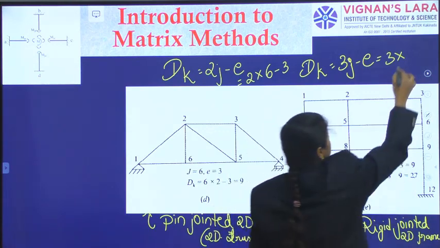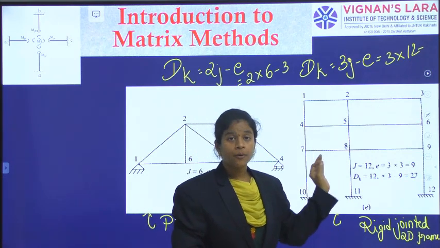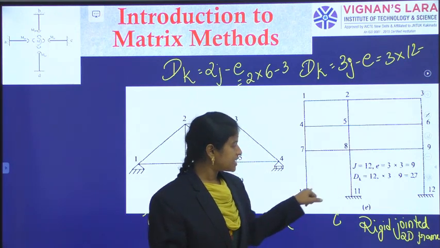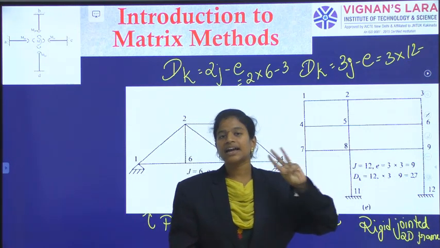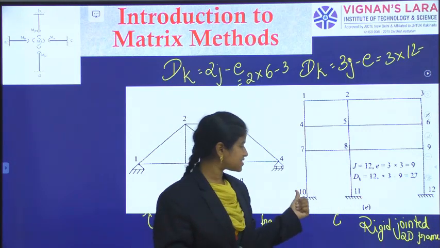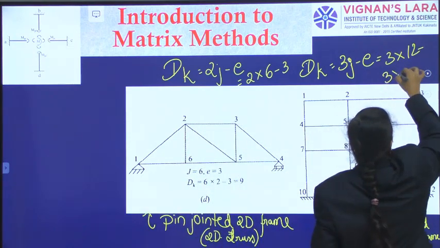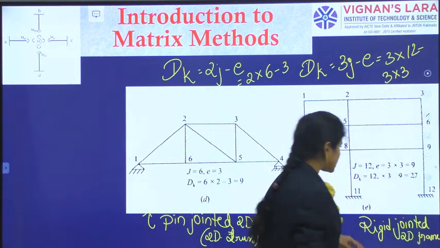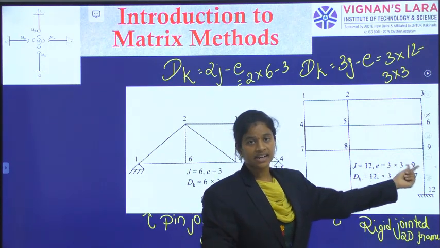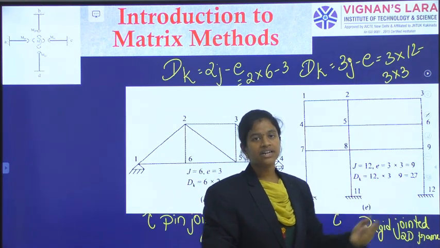So, 12 joints were there, 3 times 12 minus how many compatibility conditions or boundary conditions do I know? Each support has 3 conditions. That's why 3 fixed supports, 3 times 3, which is 9. So 12 into 3 minus 9, and dk is 27.